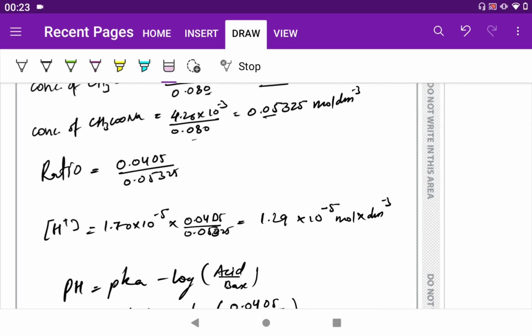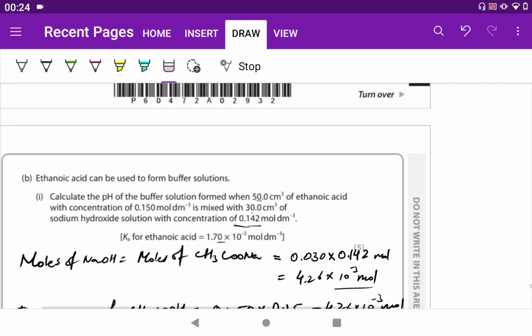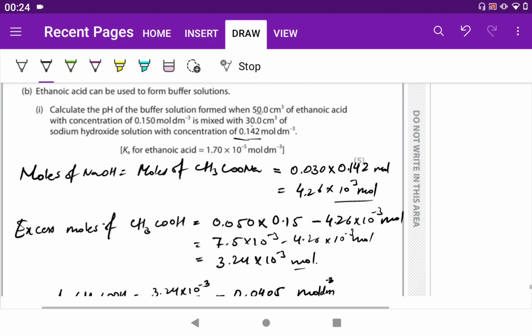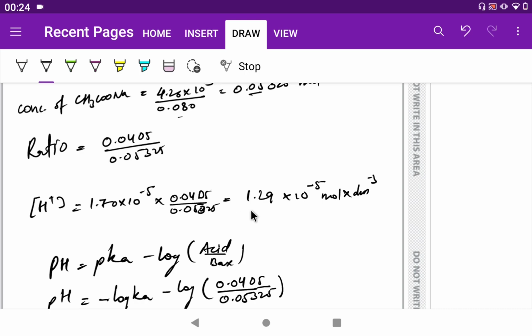Now the concentration of H+ is this. Okay, 7.10 × 10^-5 multiplied by the ratio, and we get 1.29 × 10^-5 moles per dm³. And now we will calculate pH.